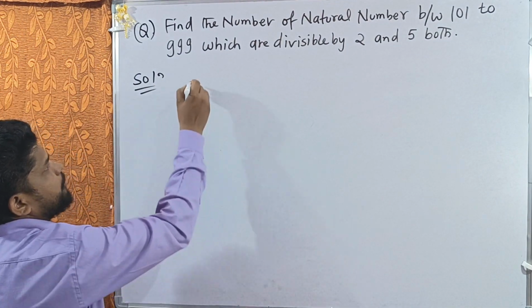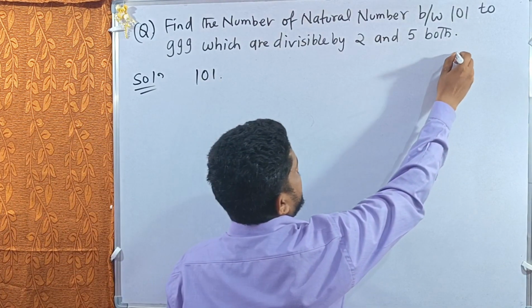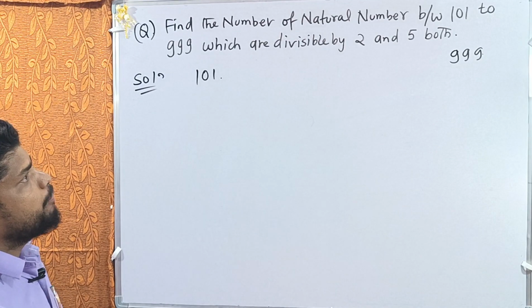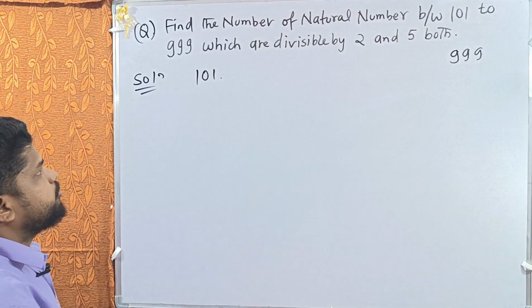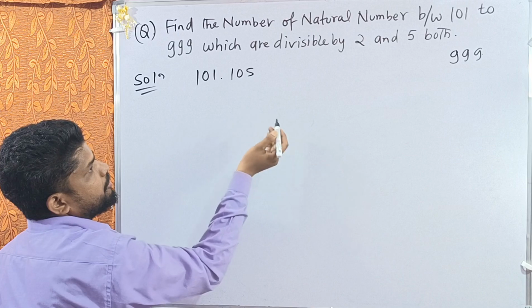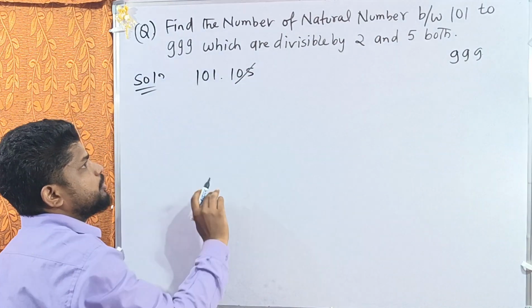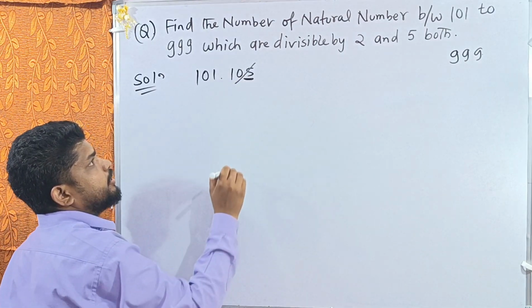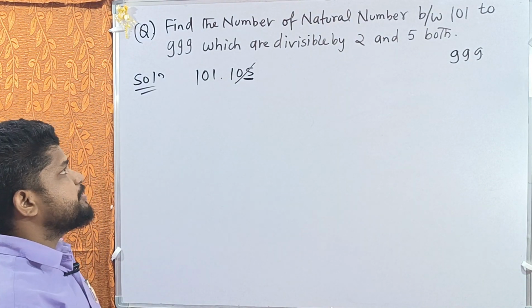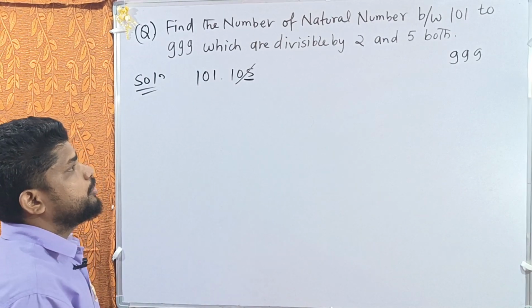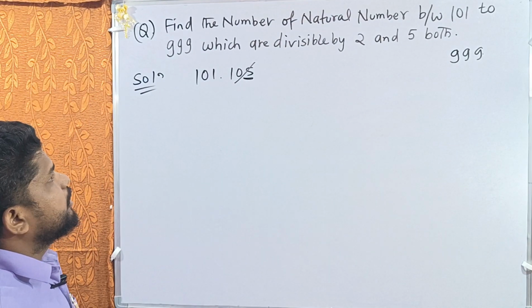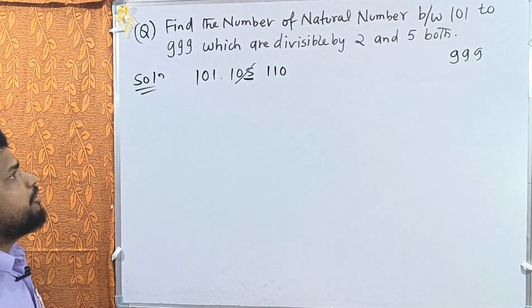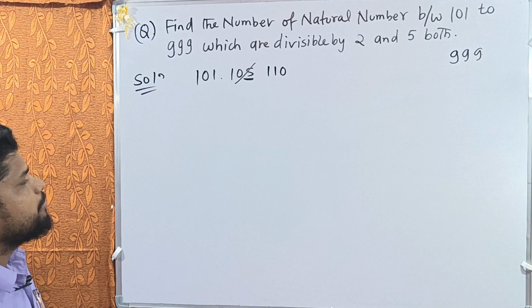If I write from number 101 to 999, I can see the first number which is divisible by 5 is 105. But 105 is not divisible by 2, so we will not consider it. Why is it not divisible by 2, sir? Because the unit place of 105 is an odd number, so it will not be divisible by 2. The next number which is divisible by 5 is 110, and 110 can be divisible by 2. Yes, it can.